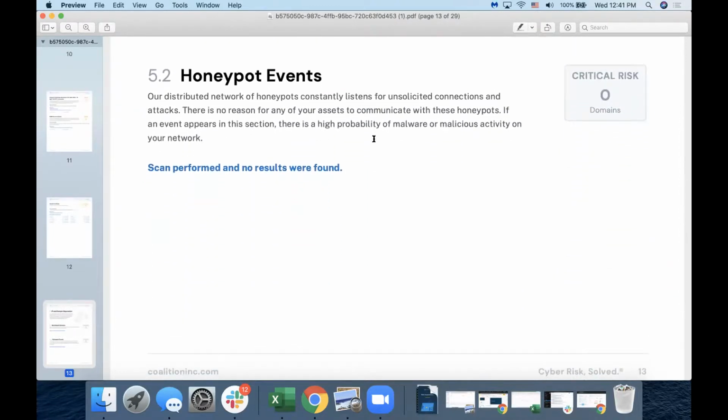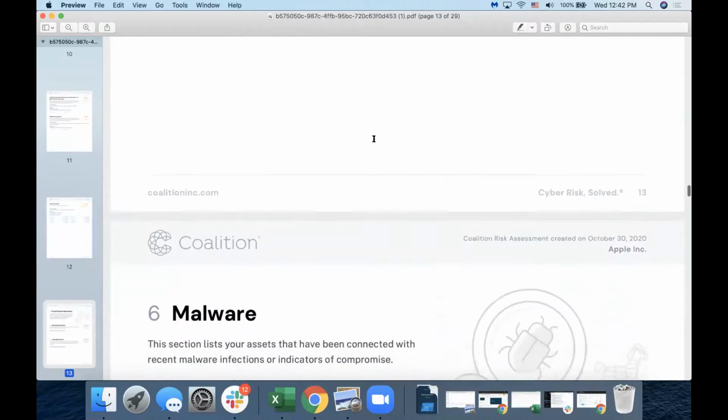This honeypot event is the idea that we have virtual computers around the world with the sole purpose of monitoring what adversaries are doing, right? We put a honeypot out there, hoping that a bear comes in, that we attract a bear to it, so we have a better understanding of what the adversarial community is doing. There's no reason why a policyholder's assets should be connecting to these honeypots, and if they are, obviously there's something malicious going on.